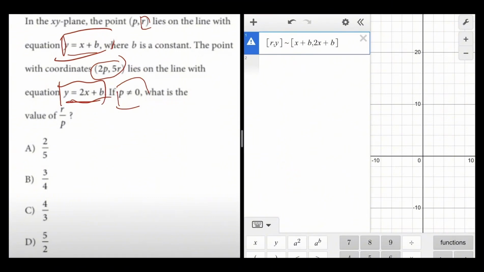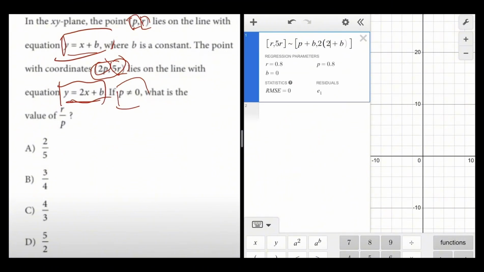And then the second y over here is gonna be 5r. And then for the x value, it shows that it's gonna be p. So I'm gonna substitute that to the first one. The second one, the x is gonna be 2p. So I'm gonna put it in a bracket here, 2p. So we're done with the first line.